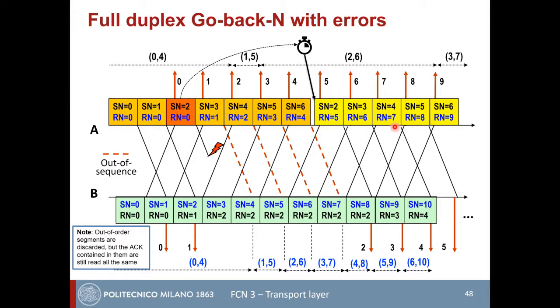And then at a certain point, this frame Sn equal to 2 finally arrives correctly in B, and you can see here the frame before the last, generated by B, finally it has Rn equal to 3, which allows the window in A to slide on and transmission can go on. Okay.